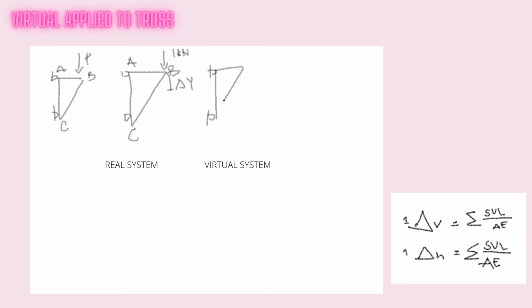Where the deflection is required, L is the length of a member, A is the cross-sectional area of a member, E is the modulus of elasticity of a member, delta V is the vertical displacement or deflection caused by the real loads, and delta H is the horizontal displacement or deflection caused by the real loads of the truss.